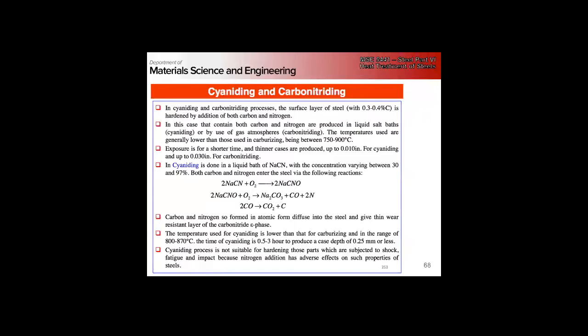You get additional hardness in the steel from the additional interstitial content, but you get a wear-resistant layer from the formation of epsilon phase that contains both carbon and nitrogen, right? So this is done much more for wear resistance than necessarily just hardness at the surface.